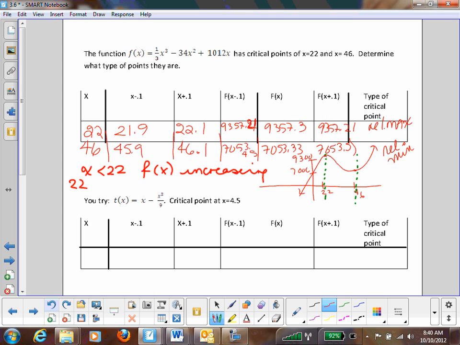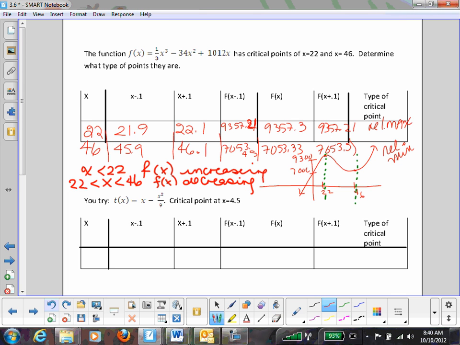22 less than x less than 46. Oh, wait, would be greater. Yeah, I got it. I knew what you were saying. And then it would be decreasing. The function is decreasing because we're going down the hill. We're sliding down. And what's my last interval going to say? Katie? The function is increasing.